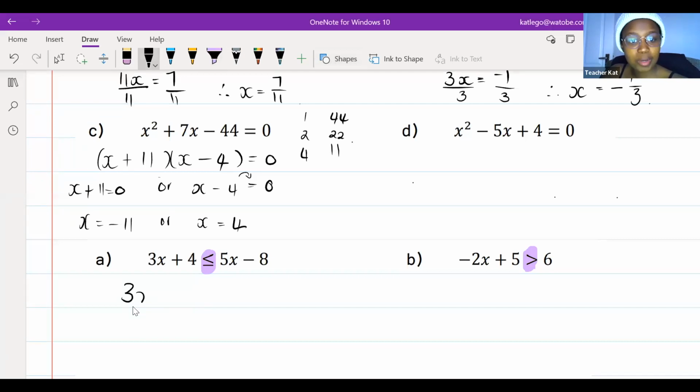Close. But remember, when the 5x goes over, what happens to it? If it was positive, it becomes? Oh, it becomes negative. Yeah. You were very close, hey? So it's actually going to be 3x minus 5x is less than or equal to negative 8, and the 4 goes over as minus 4. There we go. Beautiful. Now let's add like terms. What's 3x minus 5x?